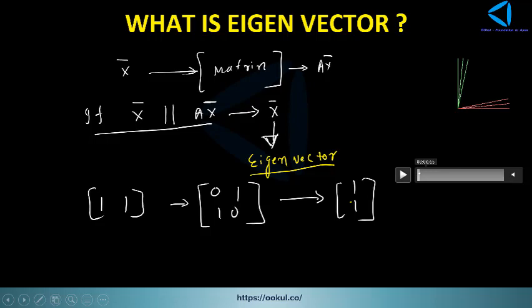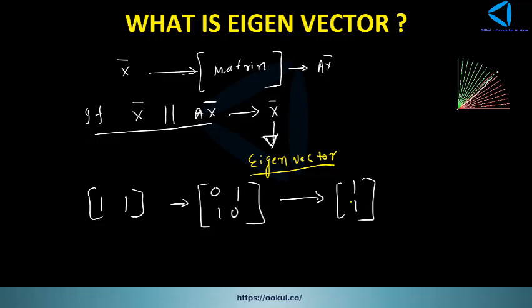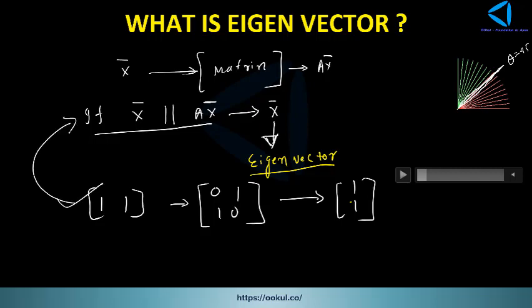So you are giving a vector, and you see at angle theta equal to 45, whatever the input is, the output is coming parallel, right? So at theta equal to 45, this one will be your eigenvector. Let us give more vectors to it and see.